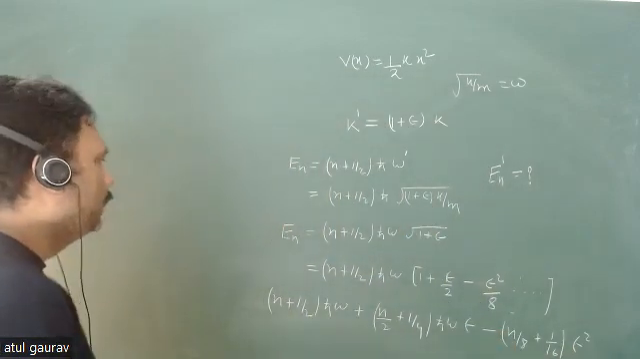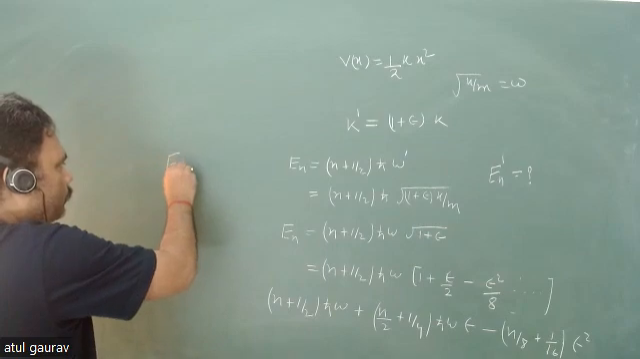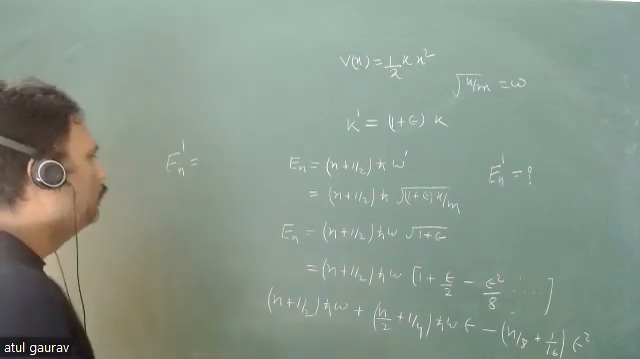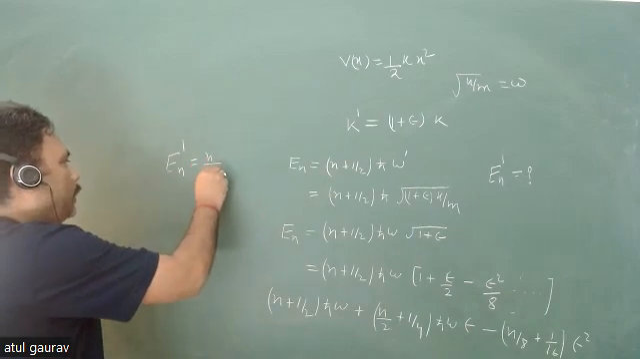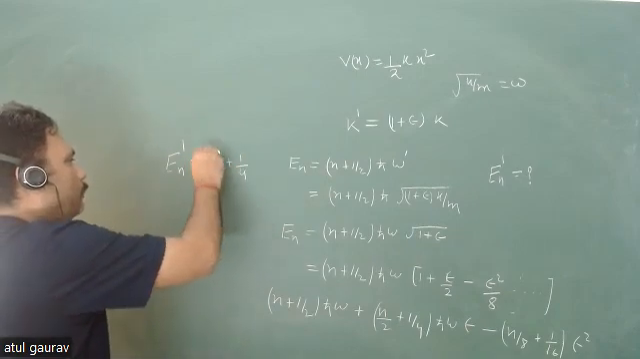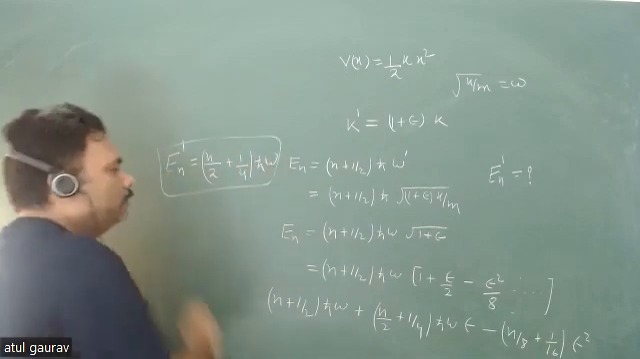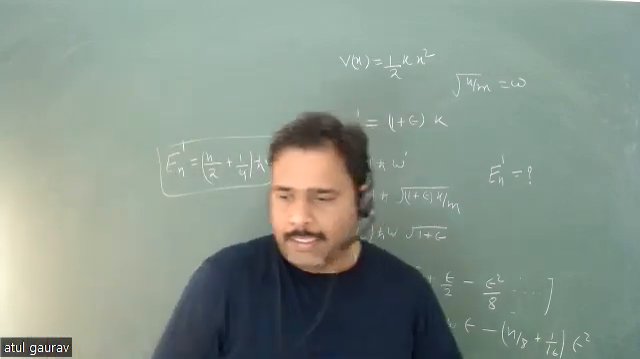So what will be the answer? What is En1? What is your En1? (n plus half) times 1 by 4 h cut omega. So this is your En1, the first order of epsilon.